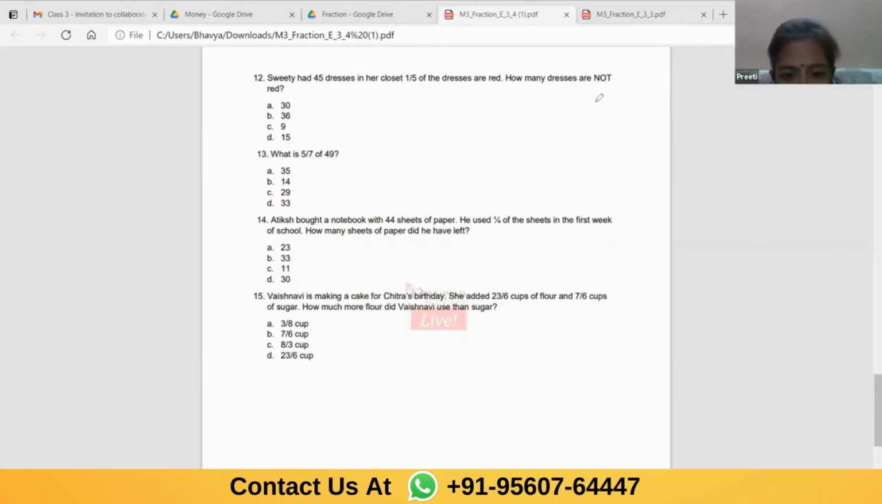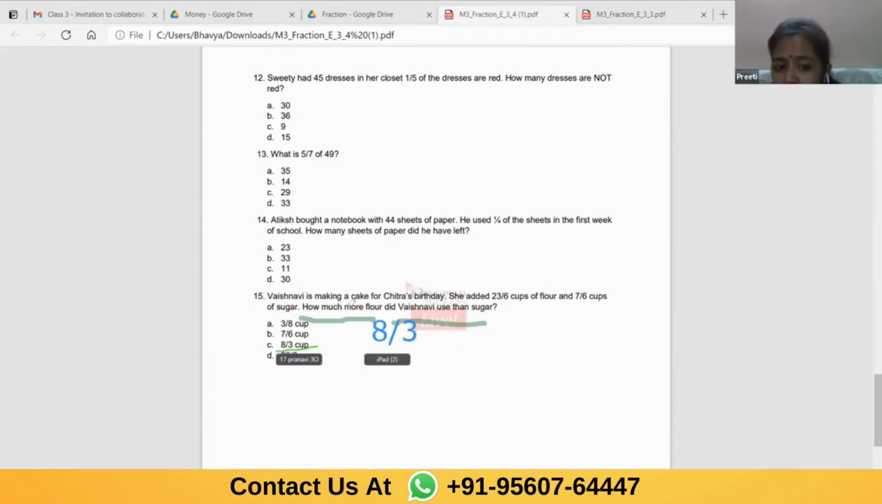Okay, Kian, let's do 15. Vaishnavi is making a cake for Chitra's birthday. She added 23/6 cups of flour and 7/6 cups of sugar. So how much more flour did Vaishnavi use than sugar? What will you do in this question? We have to add. You have to find out how much more flour. And we have to add. No, who said we have to add? We have to multiply. No.